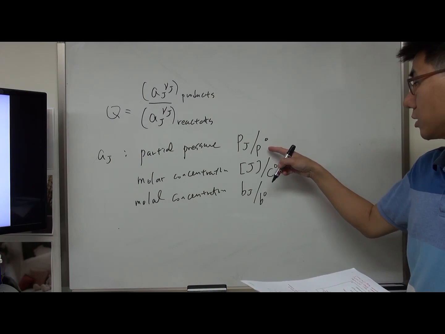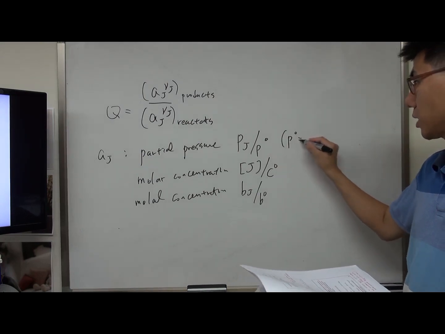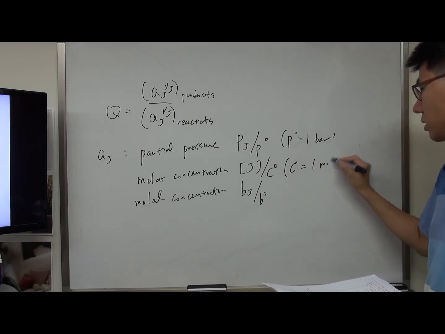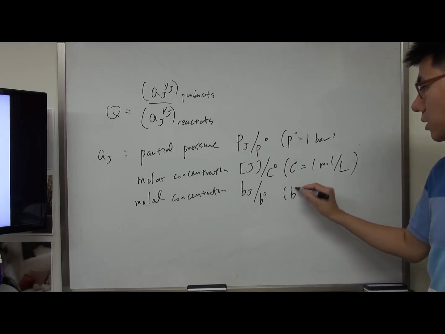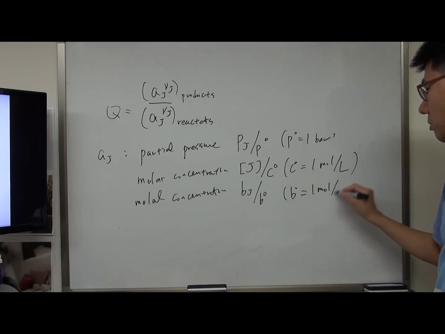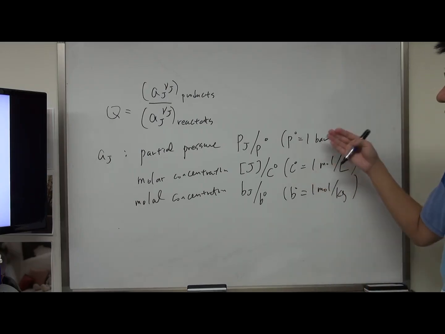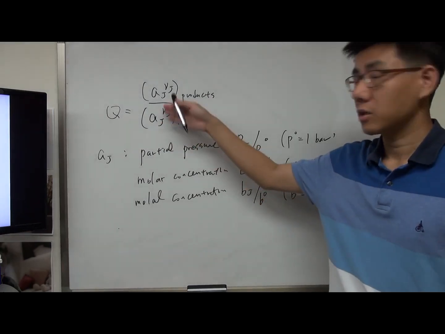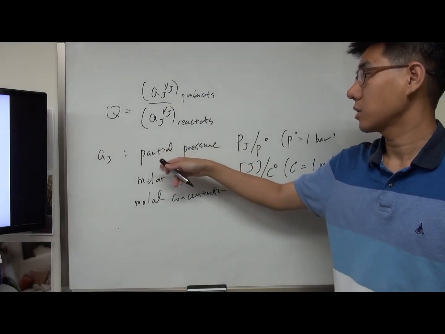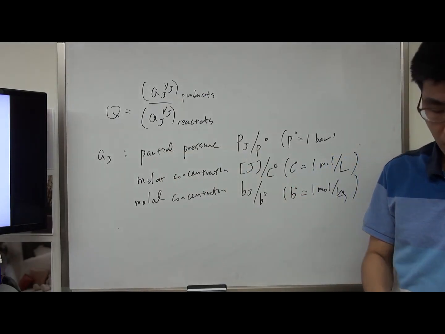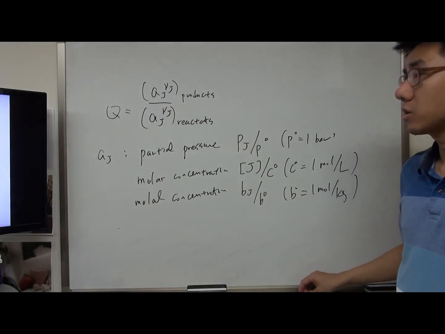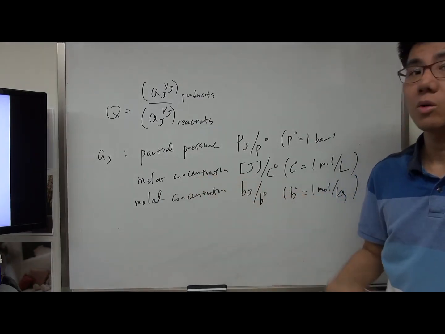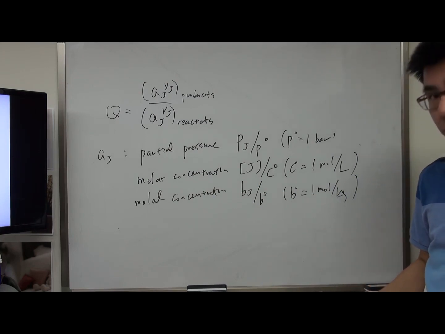Here, the standard pressure p naught is something like 1 bar, c naught is something like 1 mole per liter, and b naught is something like 1 mole per kilogram. So if reactants or products are gases, then the activity can be represented as partial pressure. If they are in solution, then they can be expressed as molar concentration or molality.